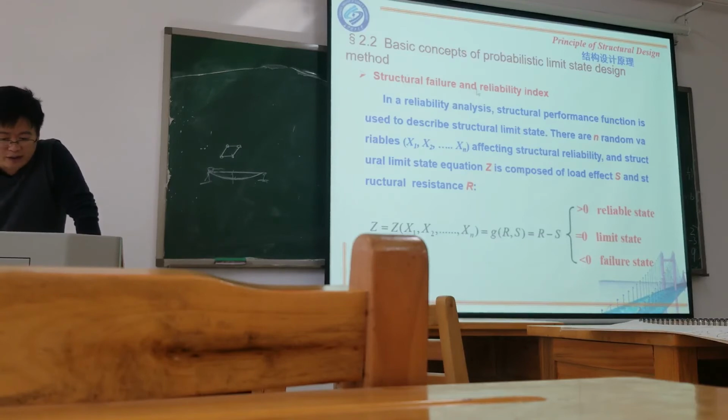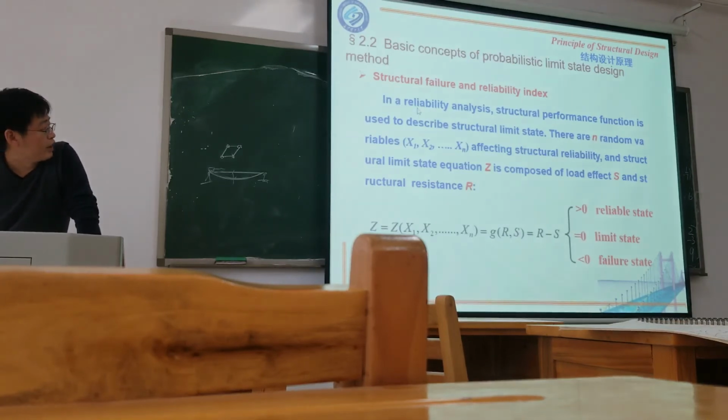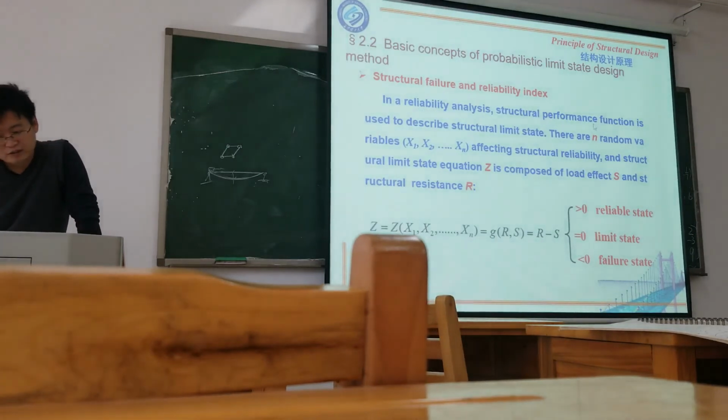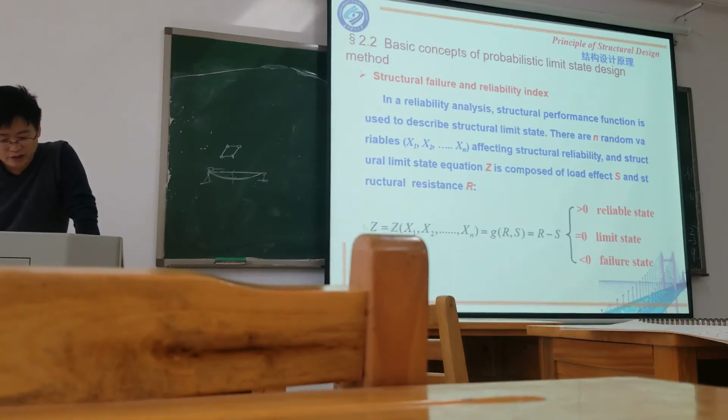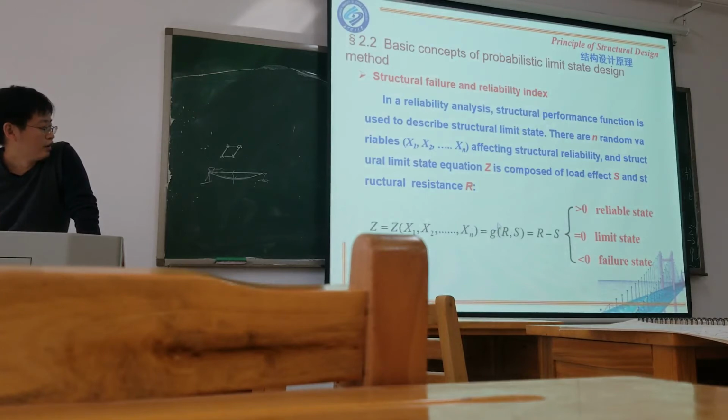And the structure failure and the reliability index. What type of index do we use to describe this? In reliability analysis, the structural performance function is used to describe a structure's state. There are n random variables, x1, x2, ..., xn, affecting structure reliability, and the structure limit state equation Z is composed of the load effect and the structure resistance. So Z is the structure limit state equation. Z = Z(x1, x2, ..., xn) = R - S. R is the structural resistance, S is the load effect.